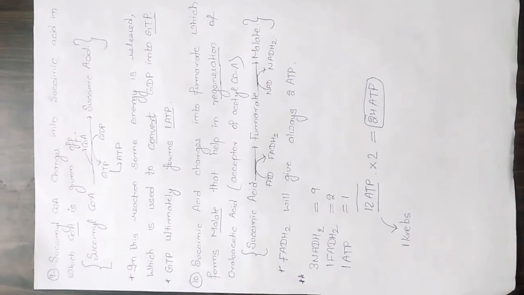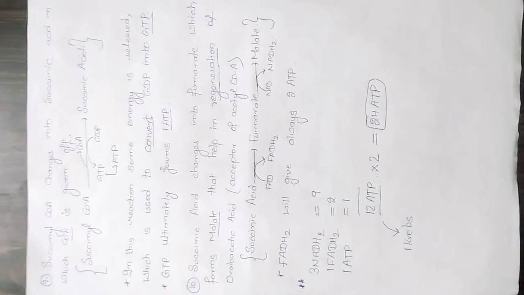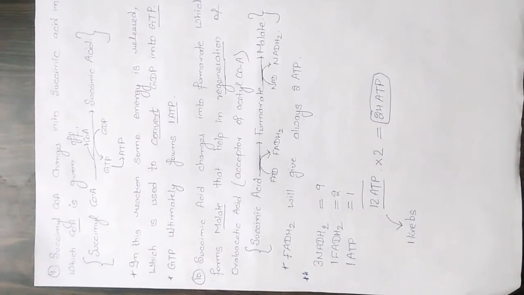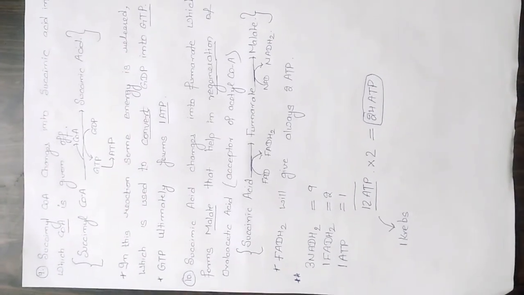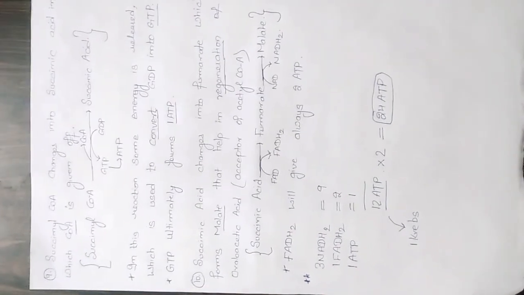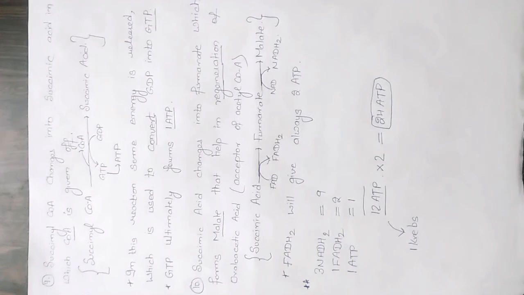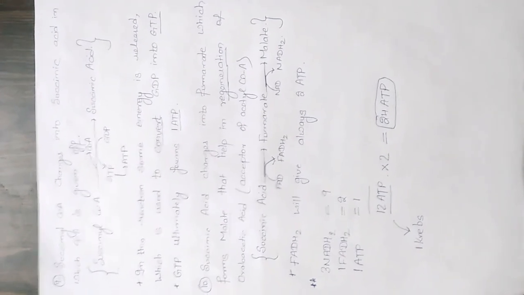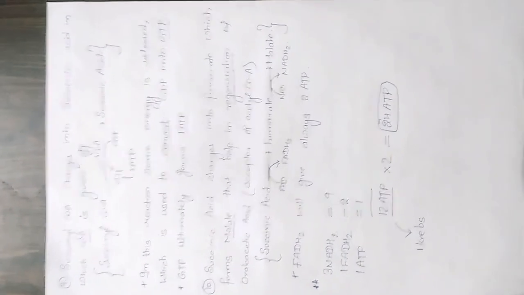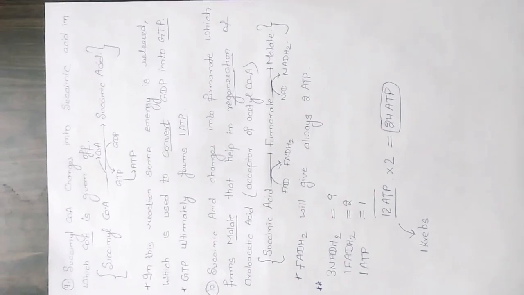You please see where NAD is reduced to NADH2 and FAD is reduced to FADH2. And in a reaction you have also seen GDP converts into GTP, and GTP converts into 1 ATP. So 1 ATP for this. So total 12 ATP. It is for one Krebs cycle. But for 2 Krebs cycles it will be 24 ATP. So it completes the Krebs cycle.